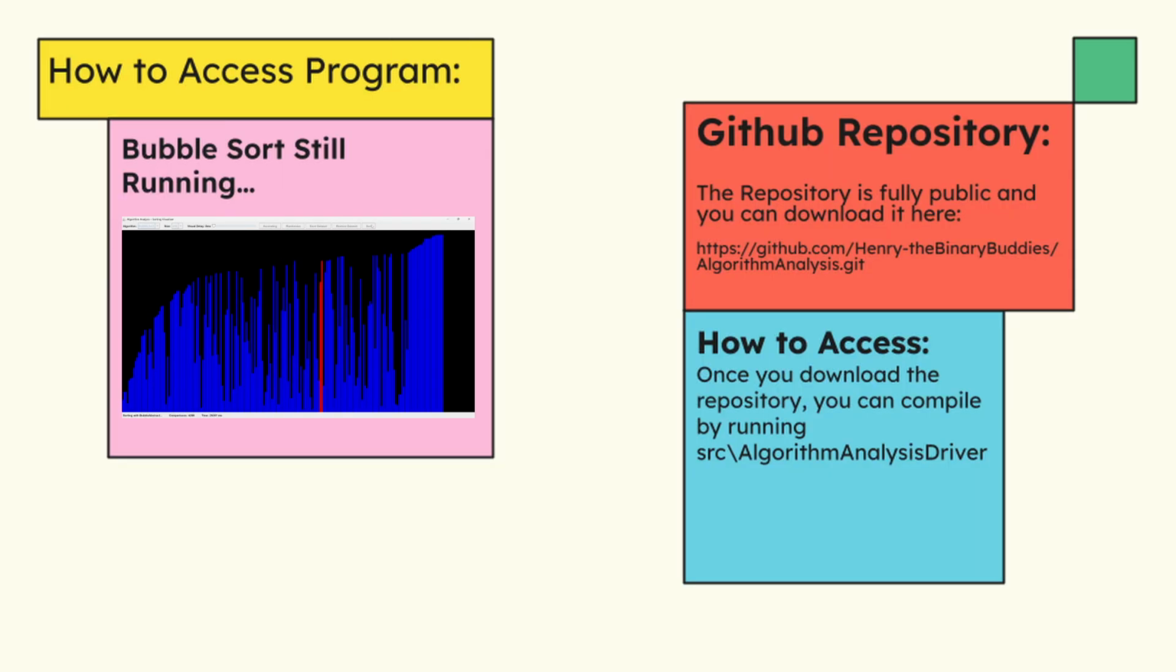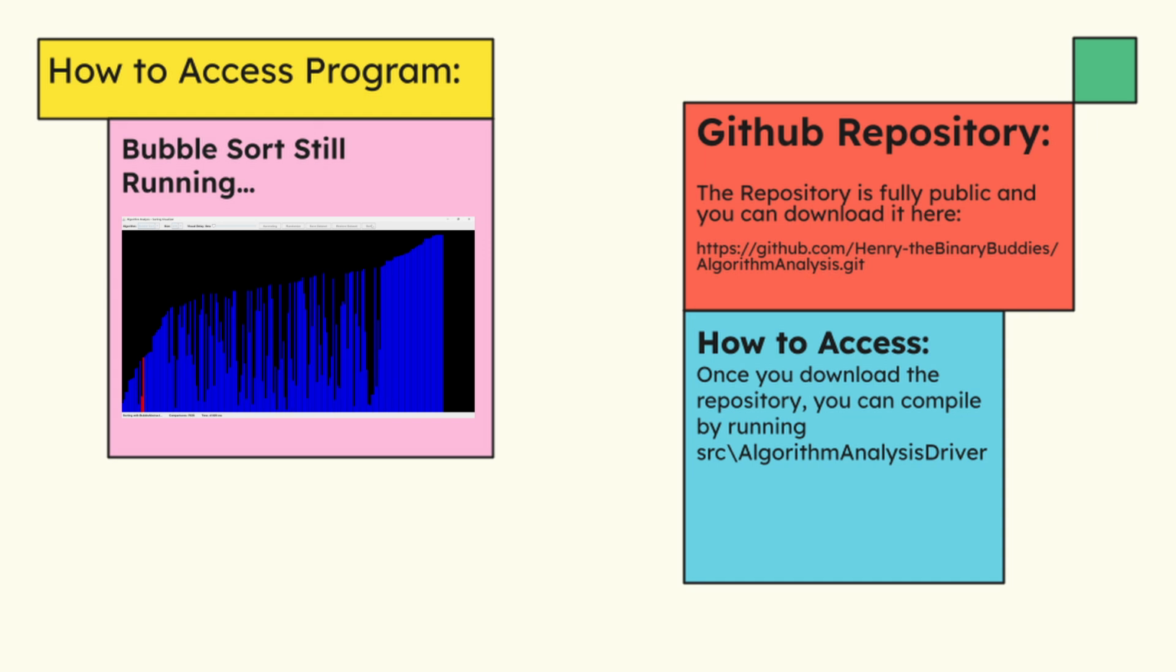So if you'd like to contribute to this project, you can do so by accessing the GitHub repository at github.com/henry-thebinarybuddies/algorithmanalysis.git. You'll see that on the screen there. I intend for this to be a living project and will likely be refactoring it very soon and adding some more algorithms over time. Once you've downloaded the project, you can run the driver class that's nested in the source folder. It's titled Algorithm Analysis Driver.